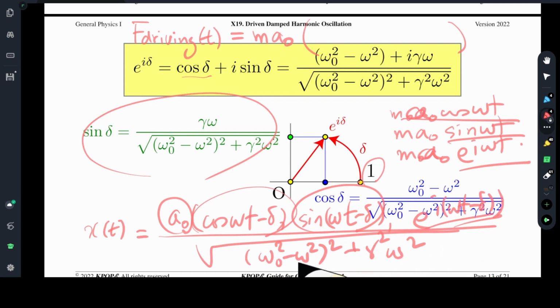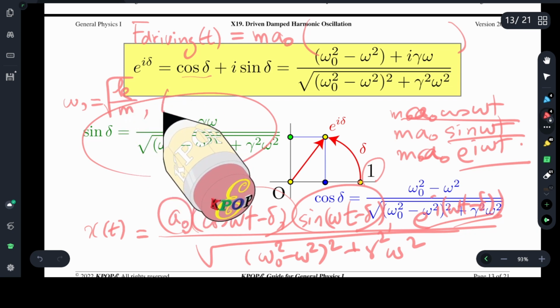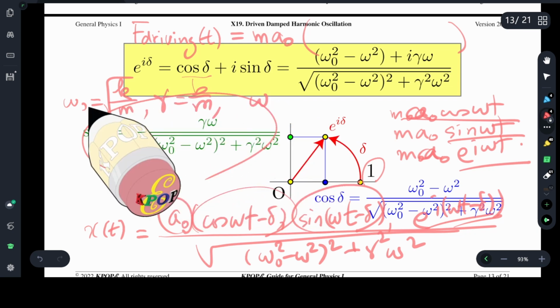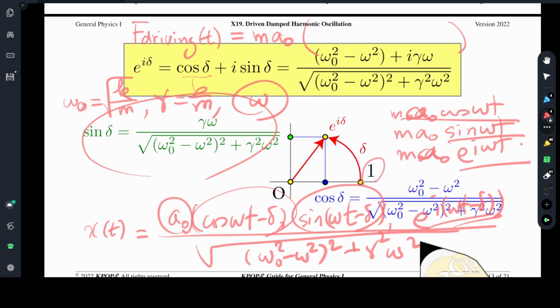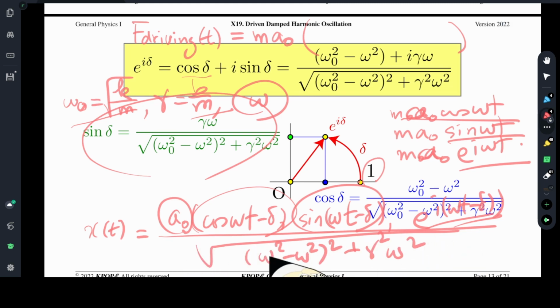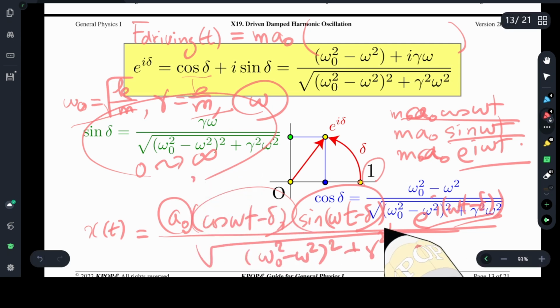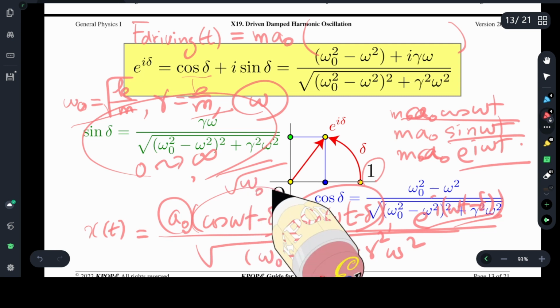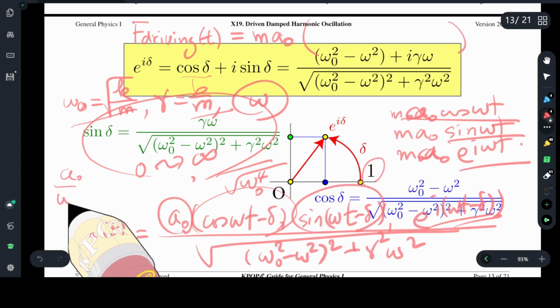We notice that the denominator is a function of omega 0, that is the square root of k over m, gamma, that is b over m, and omega. Omega is the frequency. What frequency? Driving frequency. Depending on these, the amplitude is determined. We can see omega may run from 0 to infinity. If omega is 0, then the denominator will be something like omega 0 to the fourth power, right? So a0 over omega 0 squared, that is the amplitude.